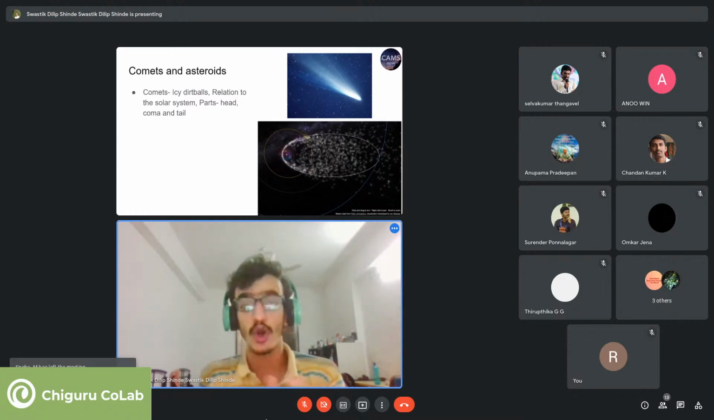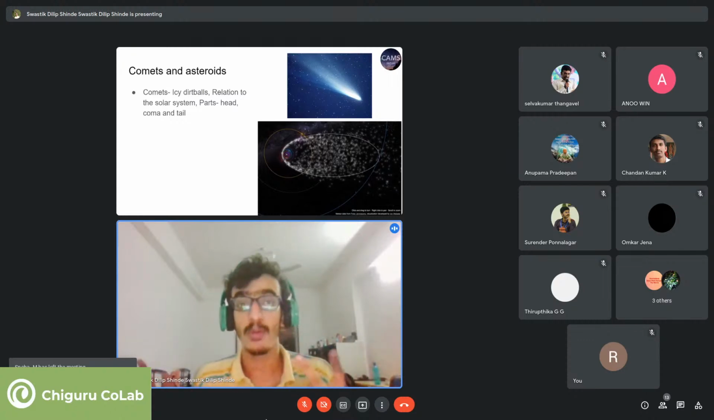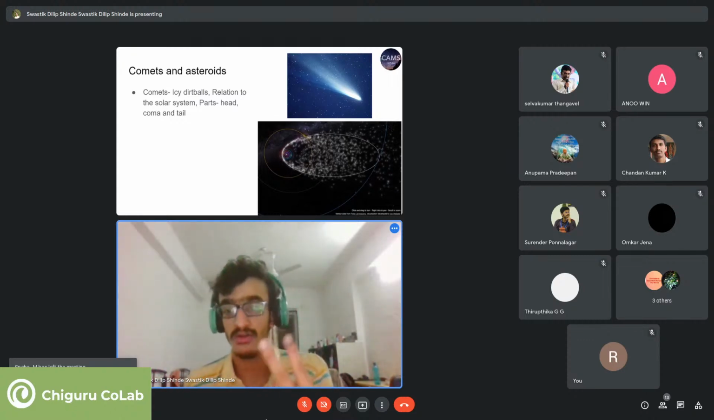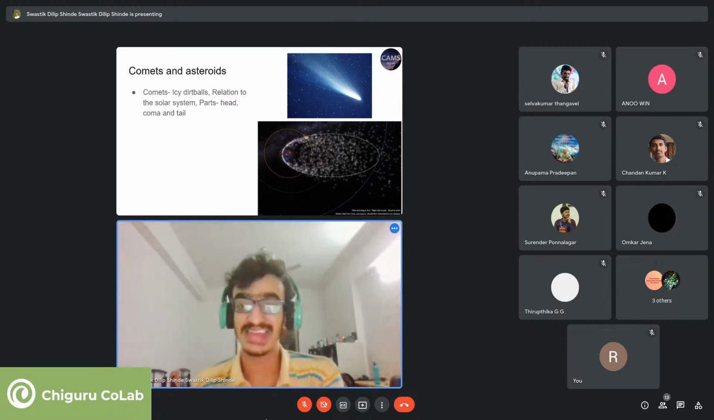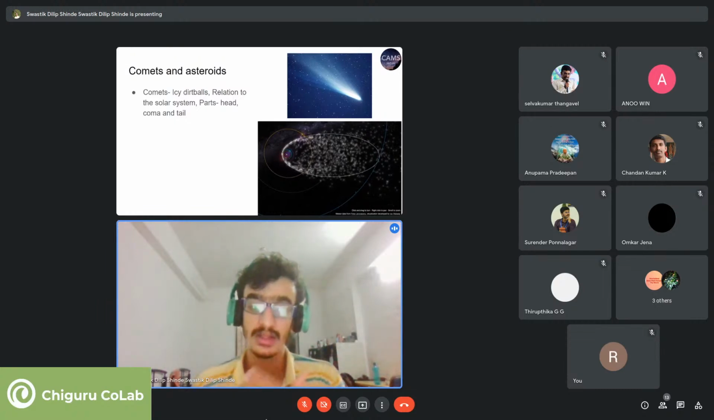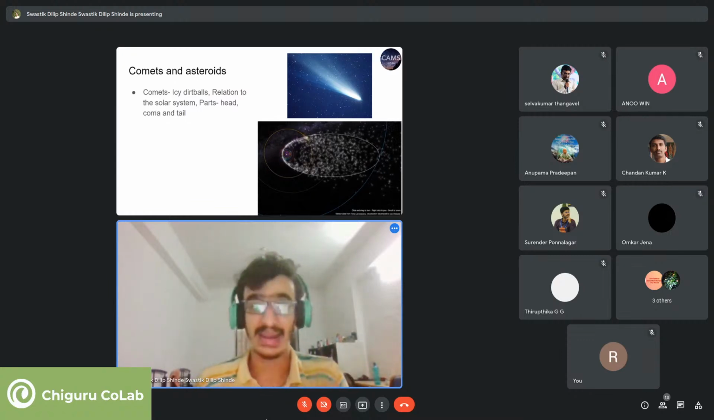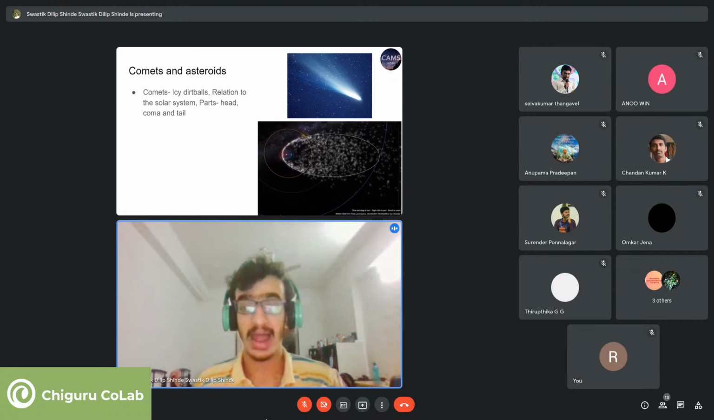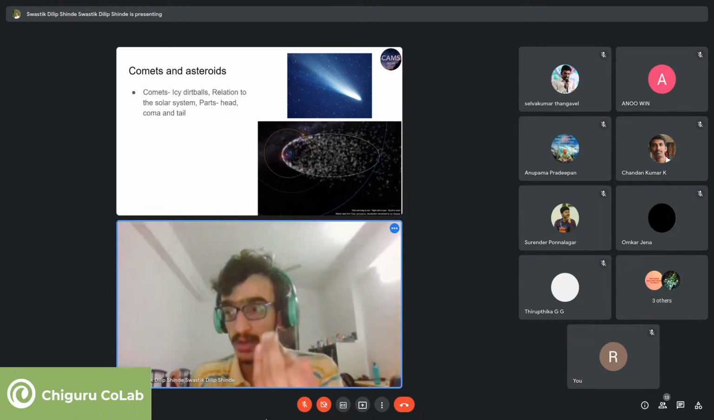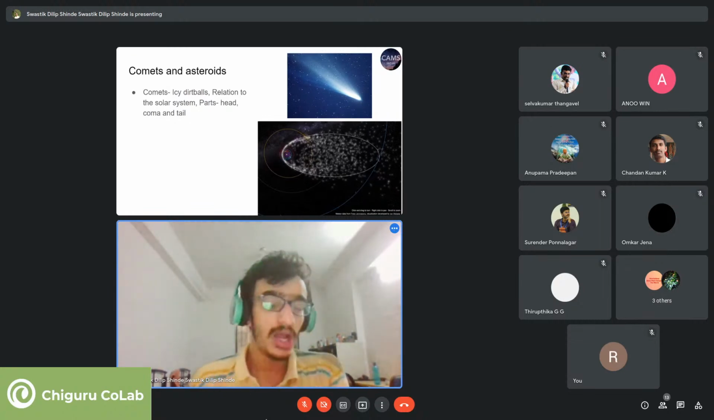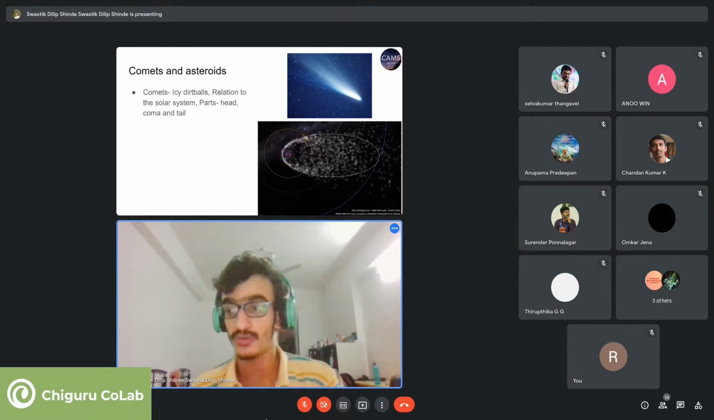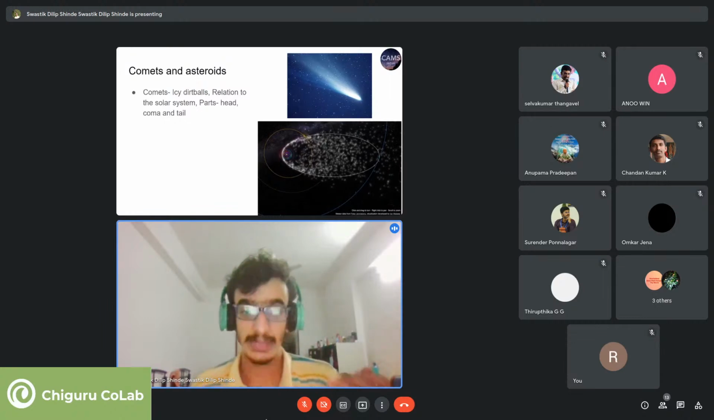Okay, so these are two of the bodies which can lead to the formation of meteor showers. But in most cases, it is generally observed that comets are a major parent body of a meteor shower. Parent body means the body from which the particles which burn and lead to the formation of meteors are separating.